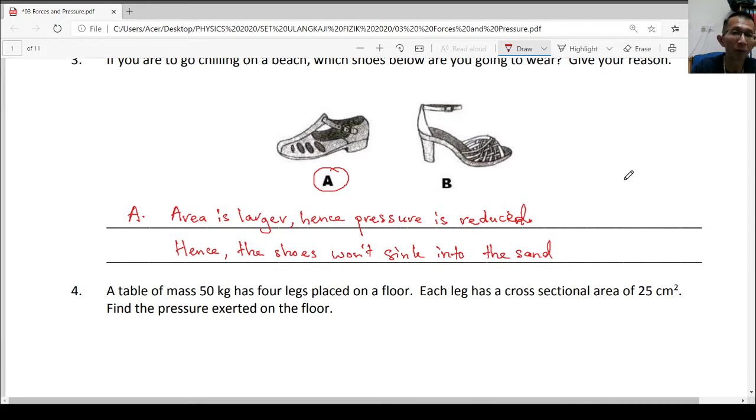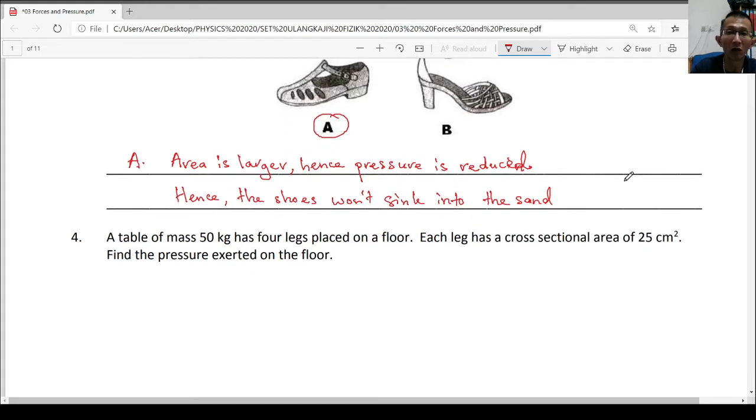Question number 4. A table of mass 50 kg has 4 legs placed on the floor. Each leg has a cross-sectional area of 25 cm square. Find the pressure exerted on the floor. So I have a table. It has 4 legs, and each leg, the area is 25 cm square. So the total area in contact, that would be 4 legs, right? So that will be 4 times 25, so I will have 100 centimeter square.